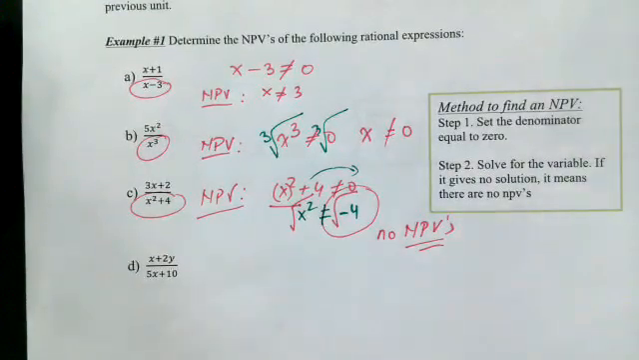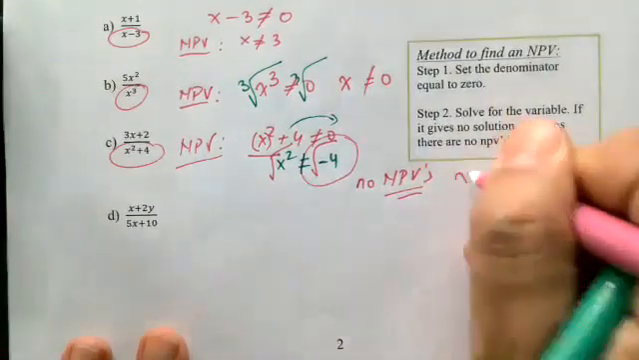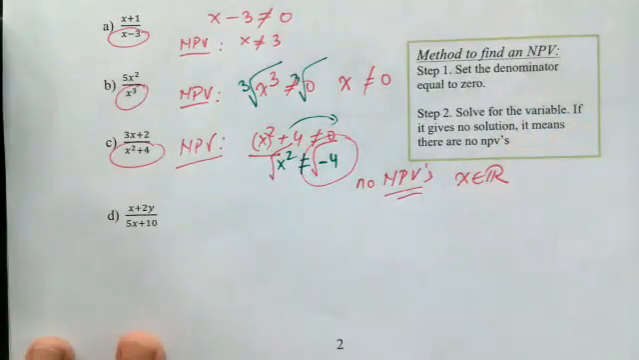The x's that I'm allowed to have in this expression are all kinds of numbers. There's no exceptions. You can say x belongs to R if you want to be fancy, right? Just like a domain or a range notation.